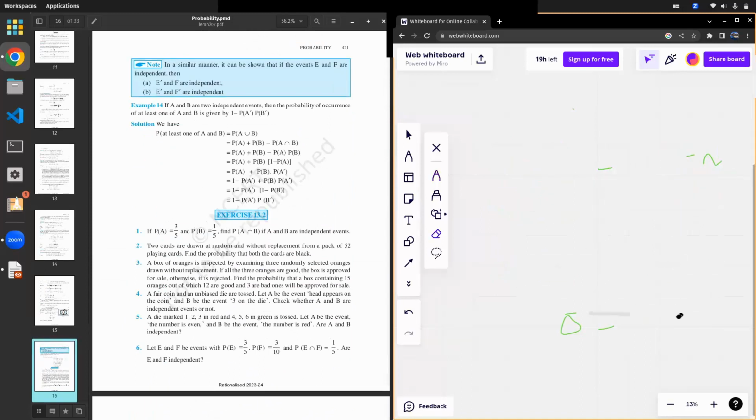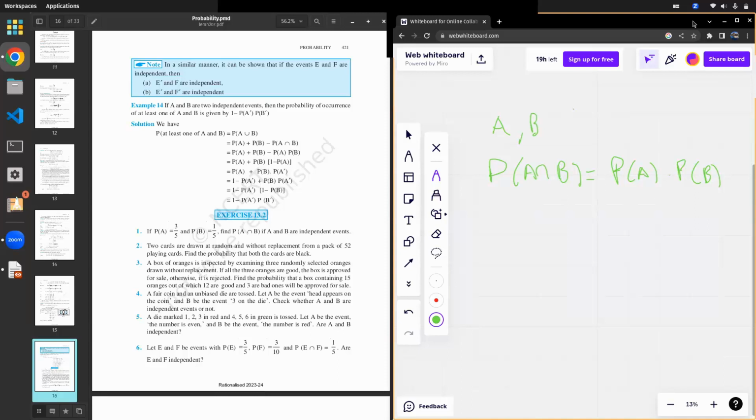So before solving the exercise, I would like to write the important formulas which can be used. It can be noted that if A and B are independent events, we can write P of A intersection B equals P of A into P of B. This is the necessary condition for events A and B to be independent of each other.